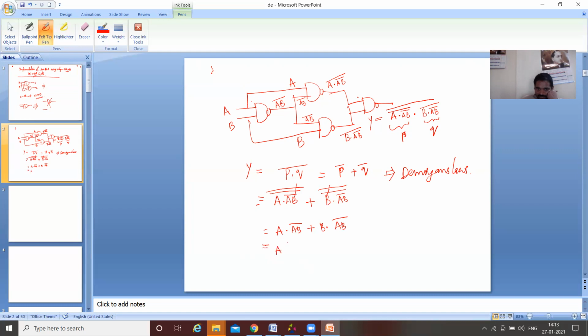Here A as it is, again apply the De Morgan principle. This is A dot (A bar plus B bar) plus B dot (A bar plus B bar). This is again multiplied out: A dot A bar will become 0. A dot A bar plus A B bar plus B dot A bar plus B dot B bar. B dot B bar and A dot A bar will become 0. So the remaining expression is A B bar plus A bar B, and this is the same as A exclusive OR B.